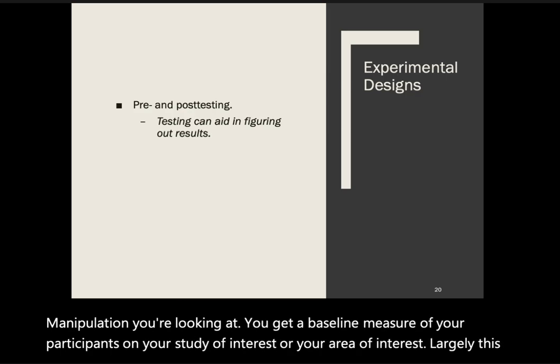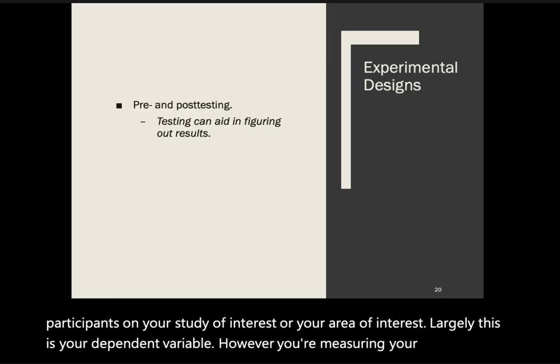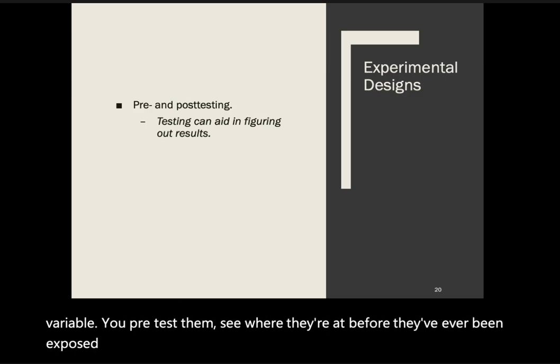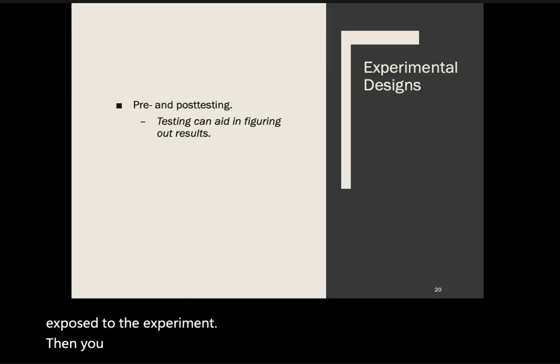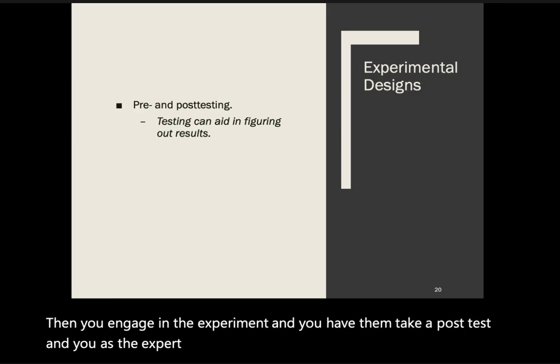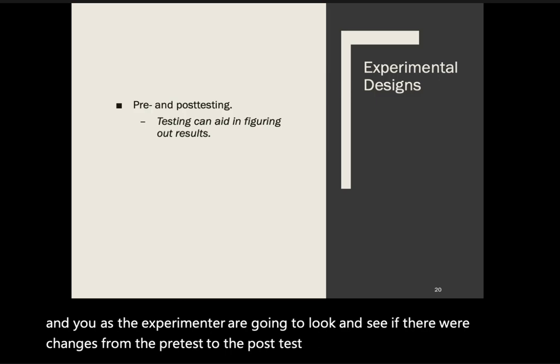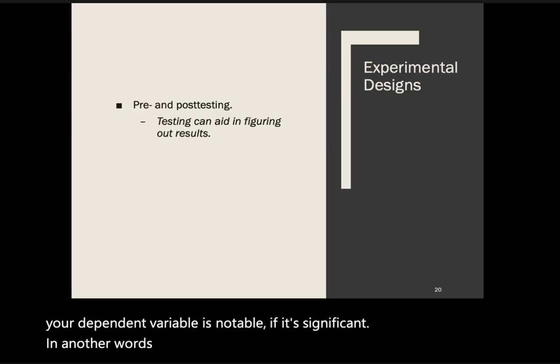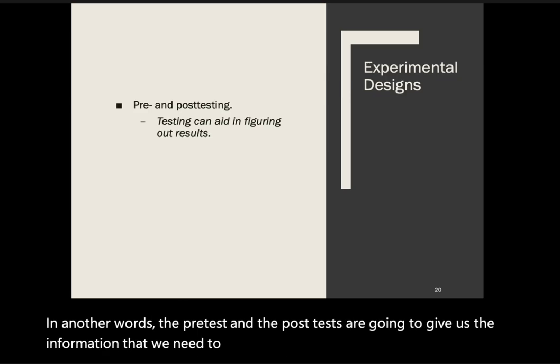Largely, this is your dependent variable. However you're measuring your dependent variable, you pre-test them, see where they're at before they've ever been exposed to the experiment. Then you engage in the experiment and you have them take a post-test. And you, as the experimenter, are going to look and see if there were changes from the pre-test to the post-test to determine if that change in your dependent variable is notable, if it's significant. In other words, the pre-test and the post-test are going to give us the information that we need to either support or reject our hypotheses.